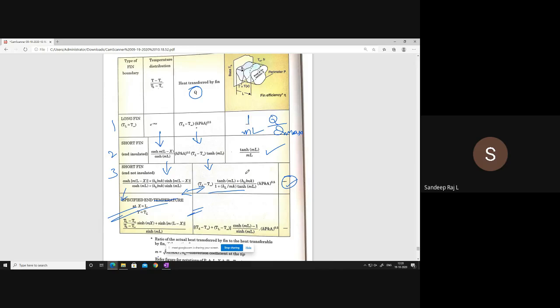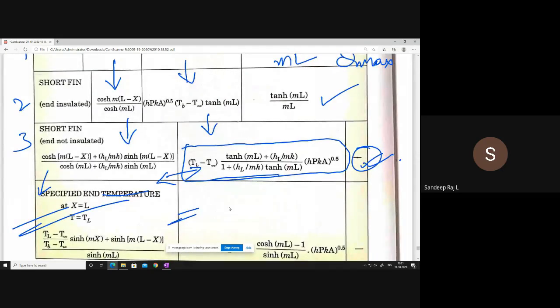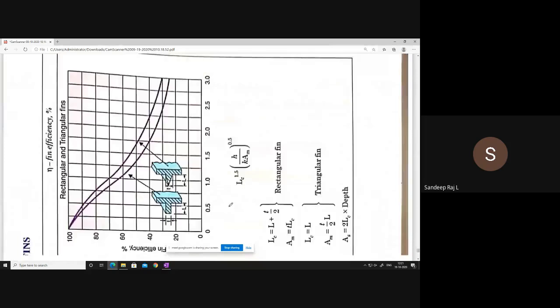This is Q. You can find out Q using this. Once you have the Q with you, you can find out the Q max. What is the Q max? The Q max is equal to h delta T simply, when this is at T_B minus T infinity, you'll get Q max. So simply you can solve this one also. So we have completed these three cases of our fin. Now let's move to the next page.